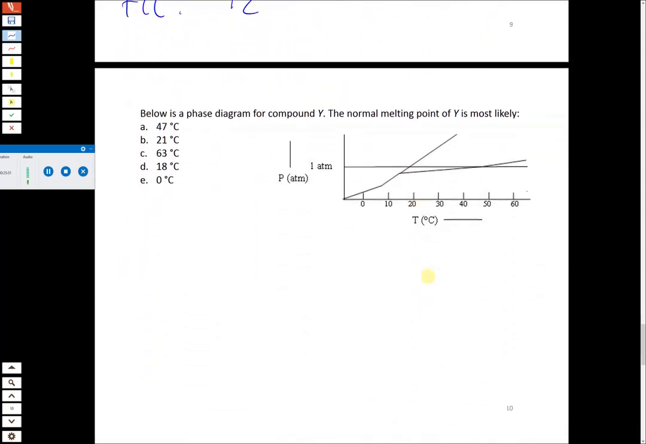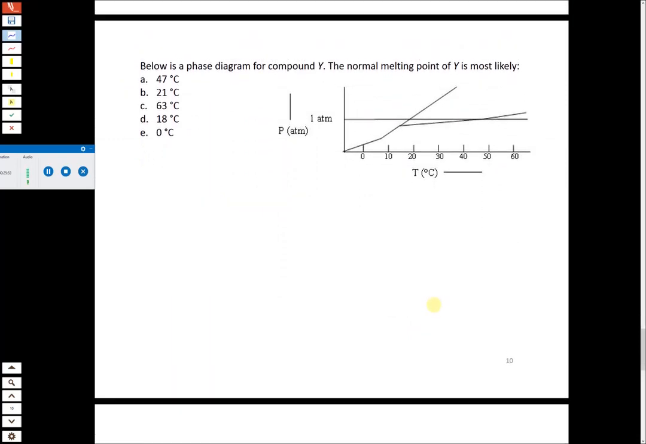Alright, the last three questions here deal with phase diagrams. We had several questions on phase diagrams on this homework assignment. Generally, we did pretty well on them, so I'm not too concerned about our knowledge on these ones, but I do want to go over a couple of the different question types.